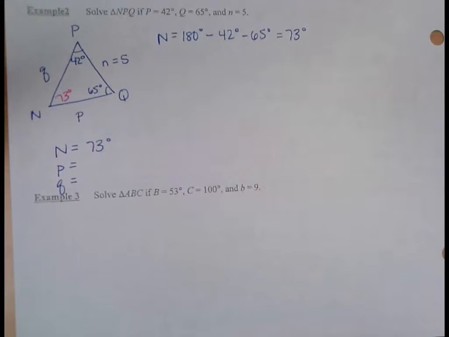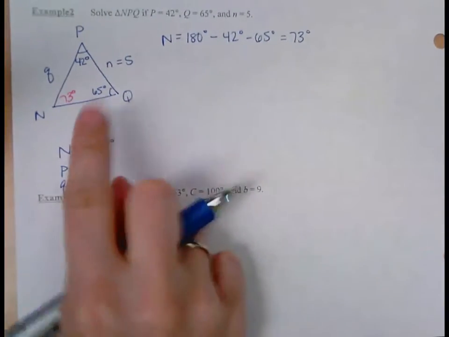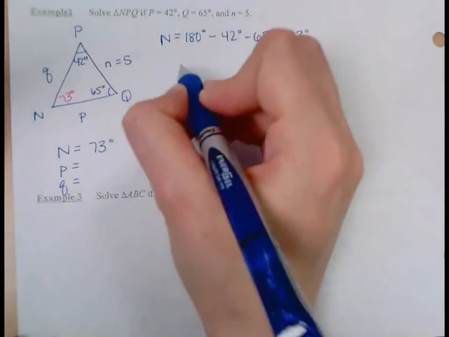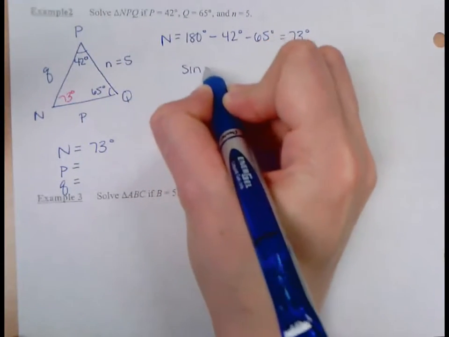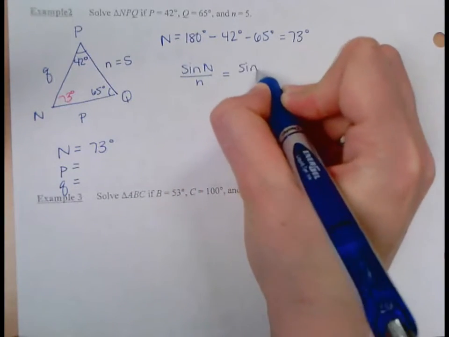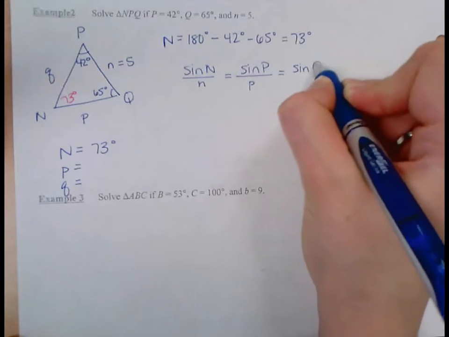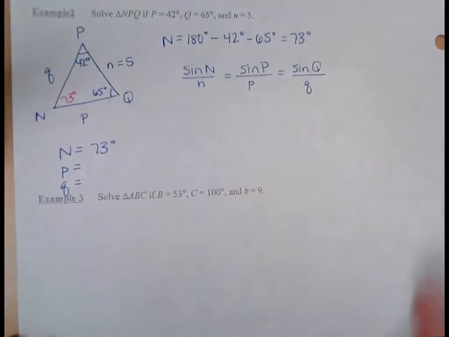So law of sines then, I'm just going to write out the law of sines in terms of these variables. In terms of N, P, and Q, it's going to look like this. I'd have sine of angle N over side N should equal sine of angle P over side P should equal sine of angle Q over side Q.